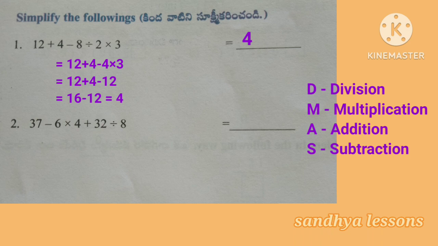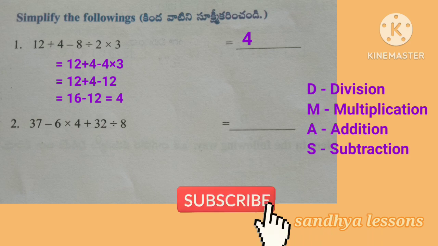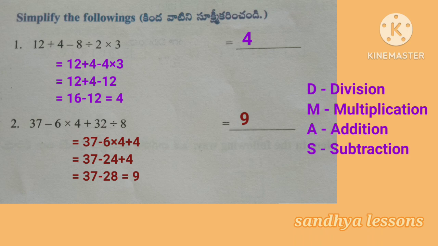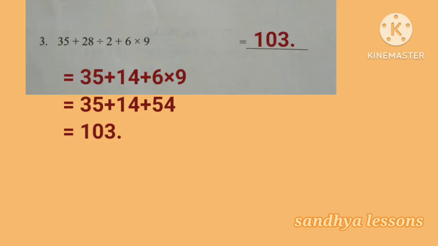First problem, 12 plus 4 minus 8 divided by 2 into 3. By solving the given problem, we get 4. Second problem, 37 minus 6 into 4 plus 32 divided by 8. By simplifying the given problem, we get 9. Third problem, 35 plus 28 divided by 2 plus 6 into 9. By simplifying the problem, we get 103.